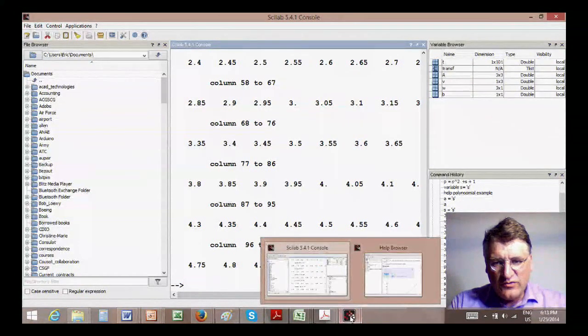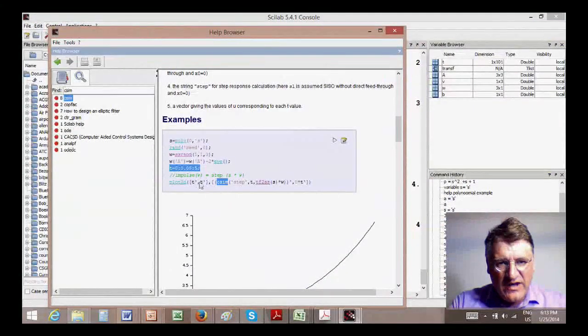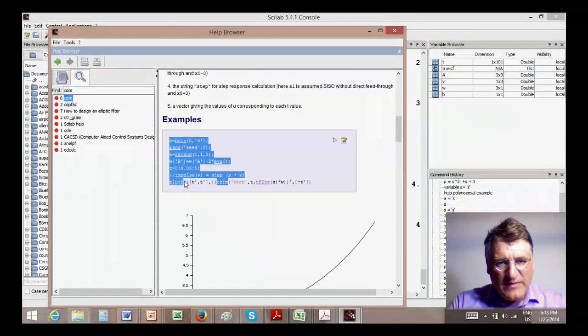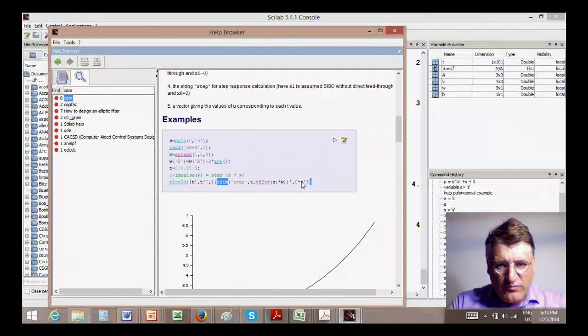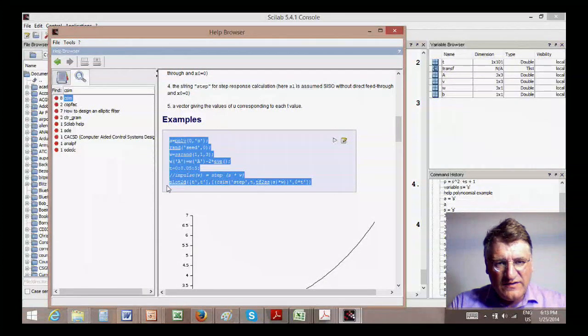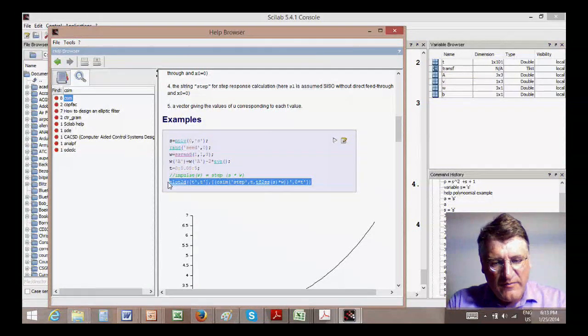If I go back to the help console, what they do is they use that particular formula in order to plot the step response of the particular system. Now, I don't like their system, I prefer mine.